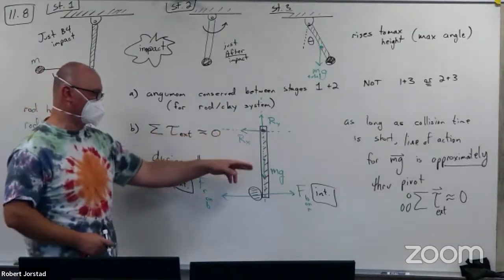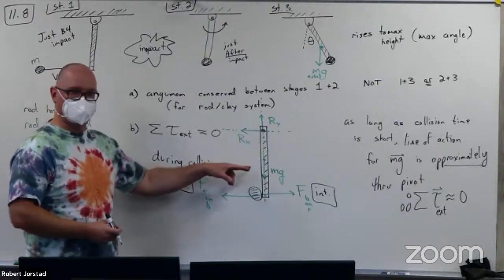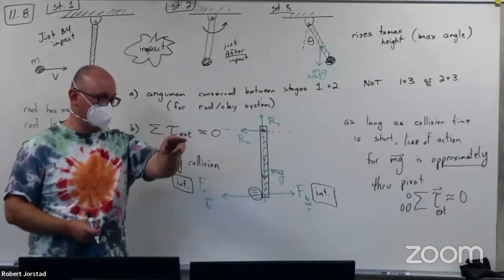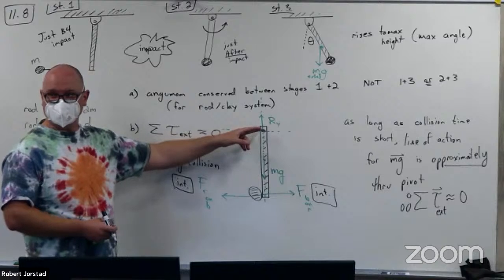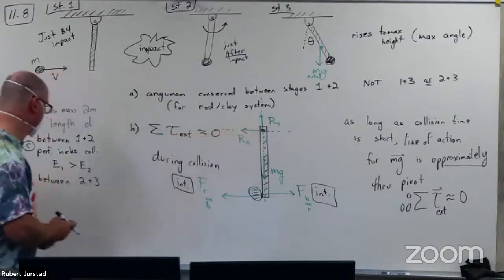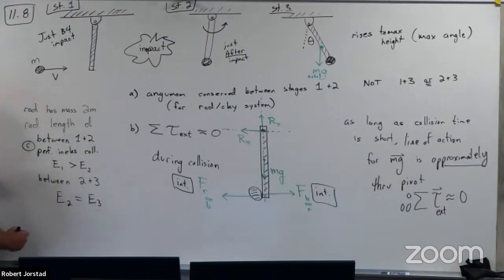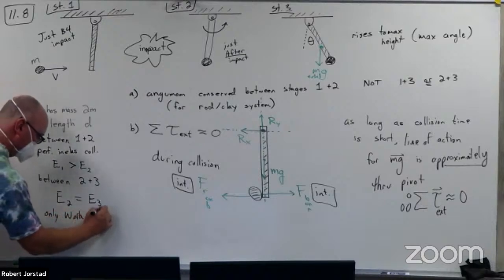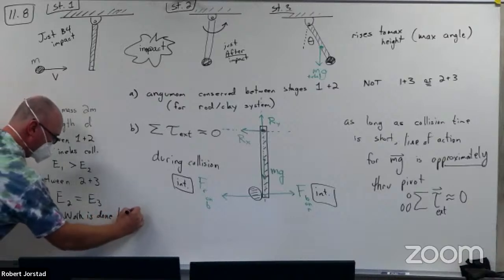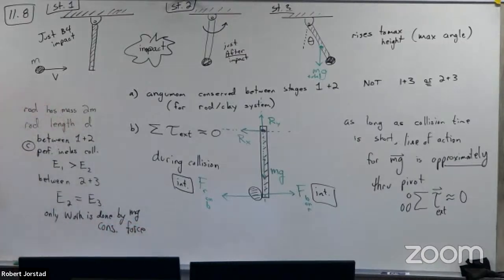What about these forces? Are these forces going to do any work? Yes. Which ones? Gravity. But we can account for that with conservative. It's a conservative force, so we can account for that with energy. These forces at the pivot, there's no displacement. They do no work. So E2 does equal E3. Only work is done by mg, a conservative force. Does that make any sense? Sorry about that. So that's part D.